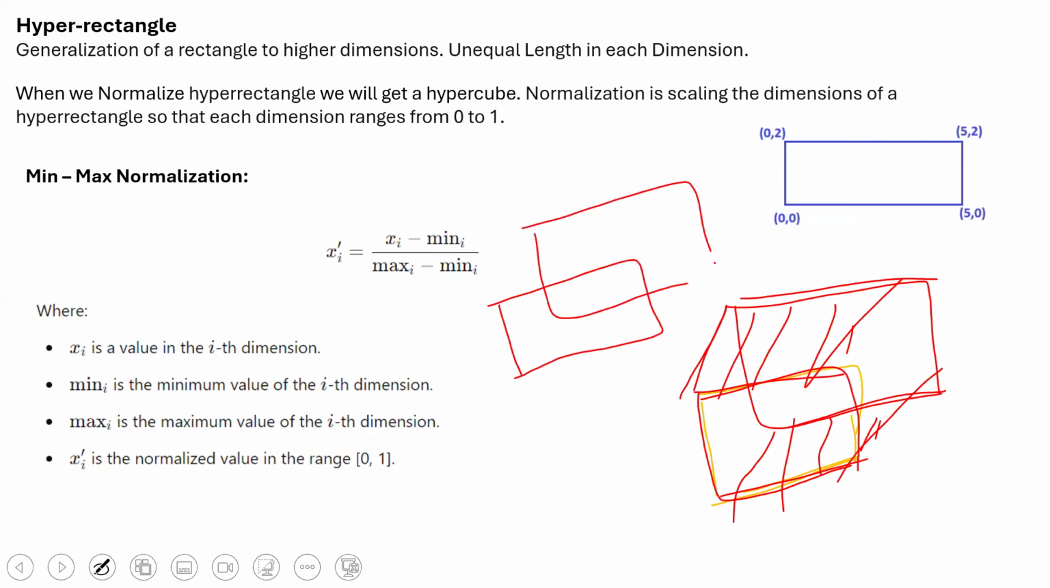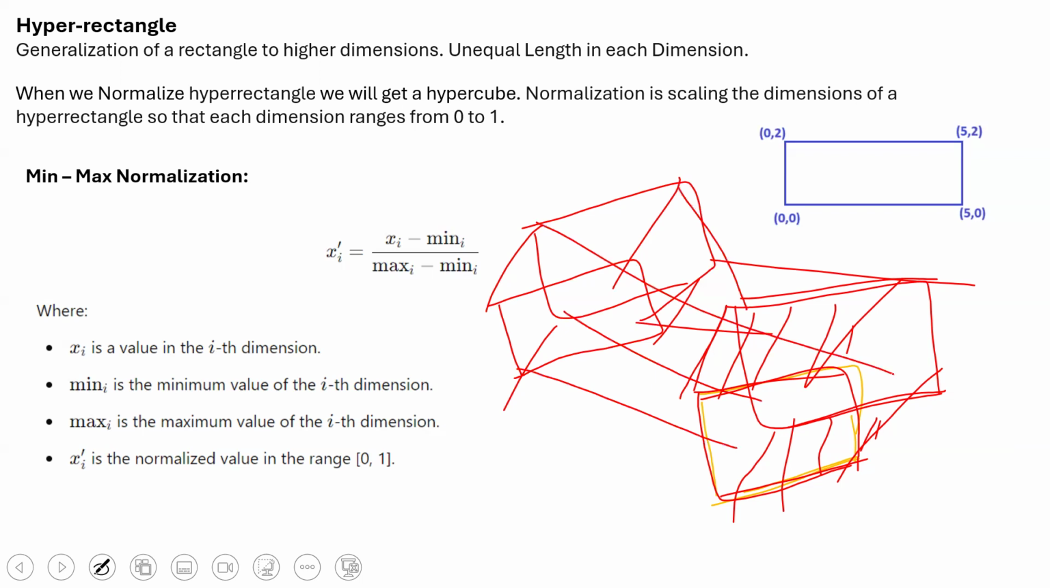So take the same hypercube, hyper rectangle, and then join all the faces. That's how you form a 4D hyper rectangle. Okay. So a hyper rectangle is nothing but a generalization of a rectangle to higher dimensions. A rectangle in higher dimensions, unequal lengths in each dimension. That is what it is.